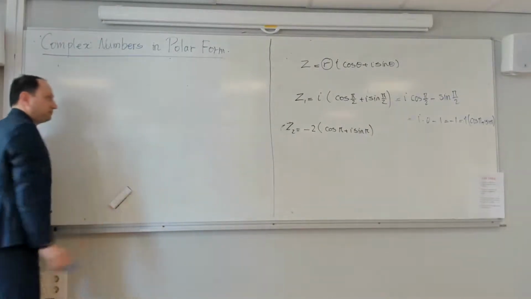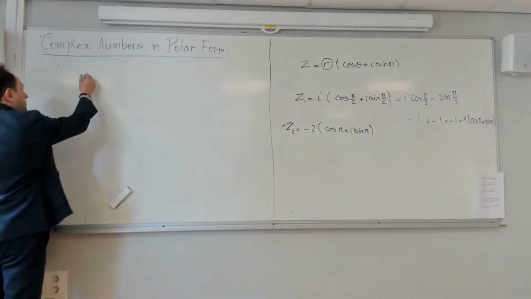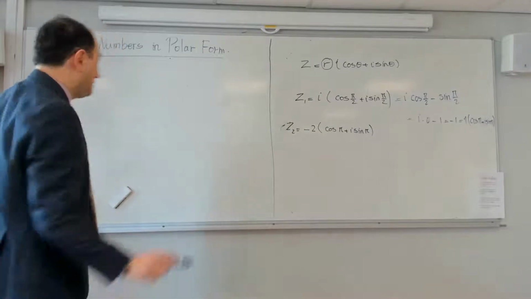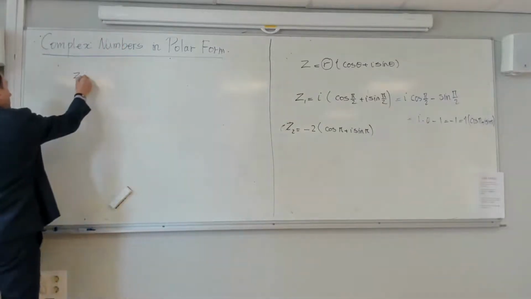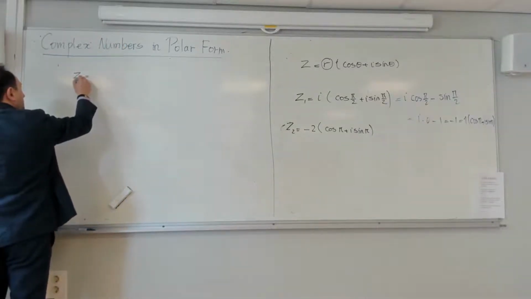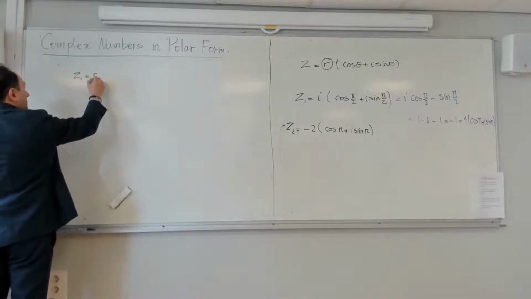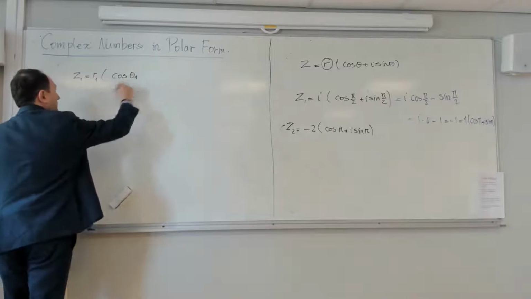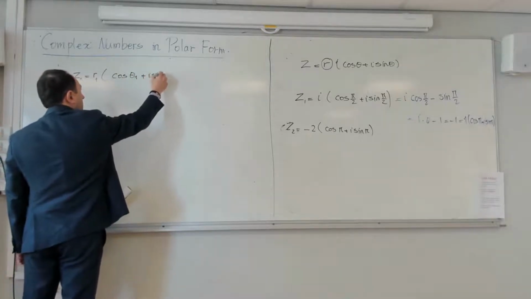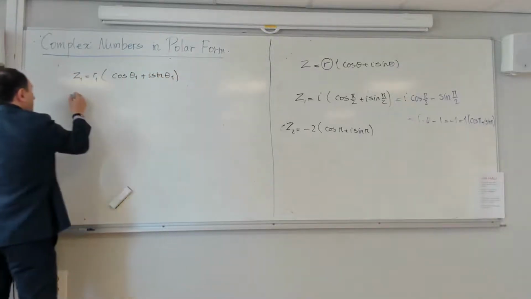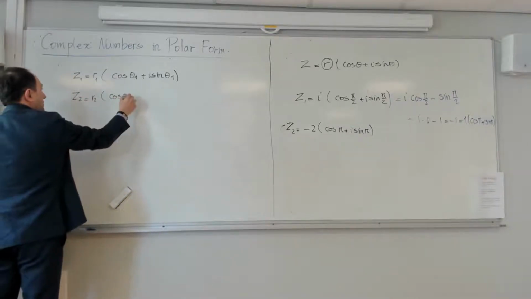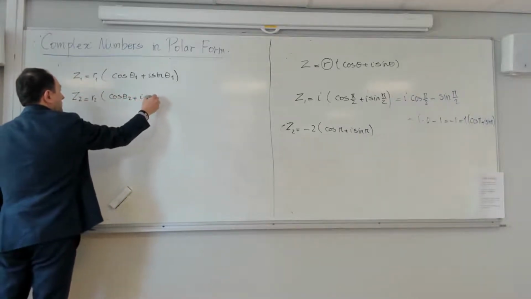Okay, now let me talk about the very important reason that we are actually interested in the polar form. Let me consider two complex numbers. Let me, for example, give you a complex number, let me call it Z1, with absolute value R1 and argument theta 1: R1 cosine theta 1 plus i sine theta 1. And then I have Z2 equals R2 cosine theta 2 plus i sine theta 2.